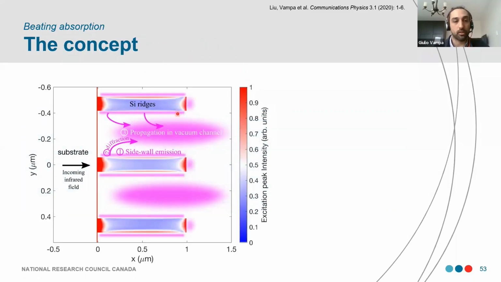So we structure the material in these very thin ridges, and the idea is that these thin ridges are so small that the infrared field is uniformly spread out. It's really strong, even on the interface with the vacuum between the two ridges. And so harmonics are emitted from the sidewall, coupling to the slot between the two, and then propagating in the vacuum channel, experiencing minimal losses.